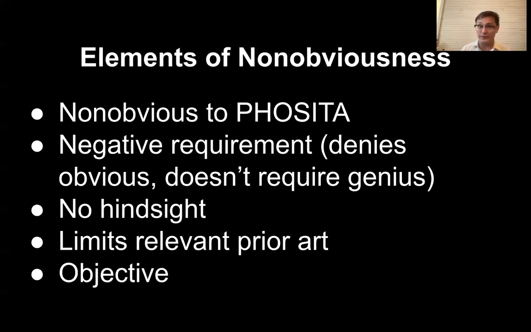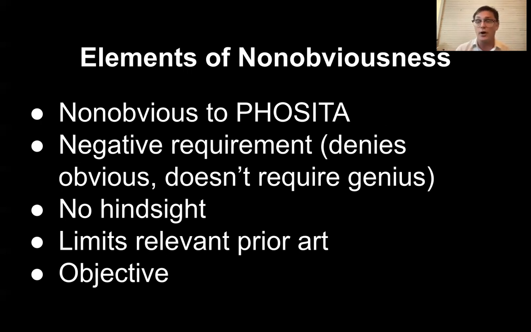Second, as I mentioned earlier, it's what we call a negative requirement, in the sense that we deny patent protection to patent claims that are obvious, but we don't have a positive requirement associated with it. We don't say it has to be reflective of some kind of genius. It just has to not be obvious. We try to avoid hindsight bias by saying we're going to put ourselves in the position of someone looking forward to see if you would anticipate this invention, not looking backward to say, well, now once it exists, do we think it was obvious?